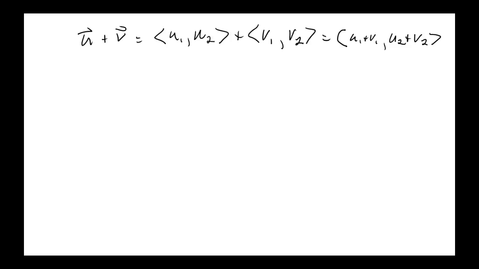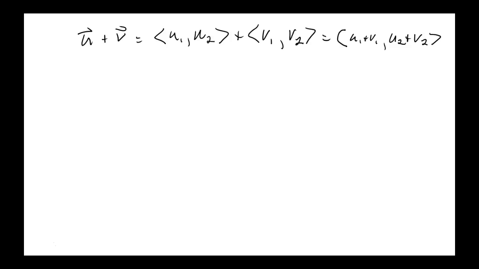Now, the other thing is this would work no matter what dimension the vectors are. If this was 15-space, that'd be u1, u2, u3, up to u15, and v1, v2, v3, up to v15. You add u1 plus v1, u2 plus v2, u3 plus v3, all the way up to u15 plus v15. Whichever space you're in, you add components.